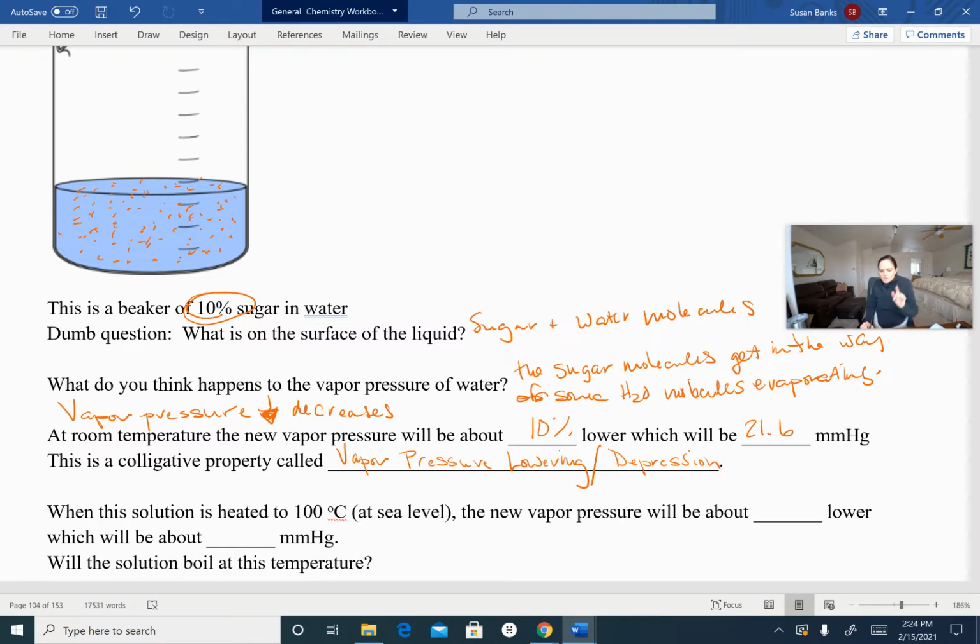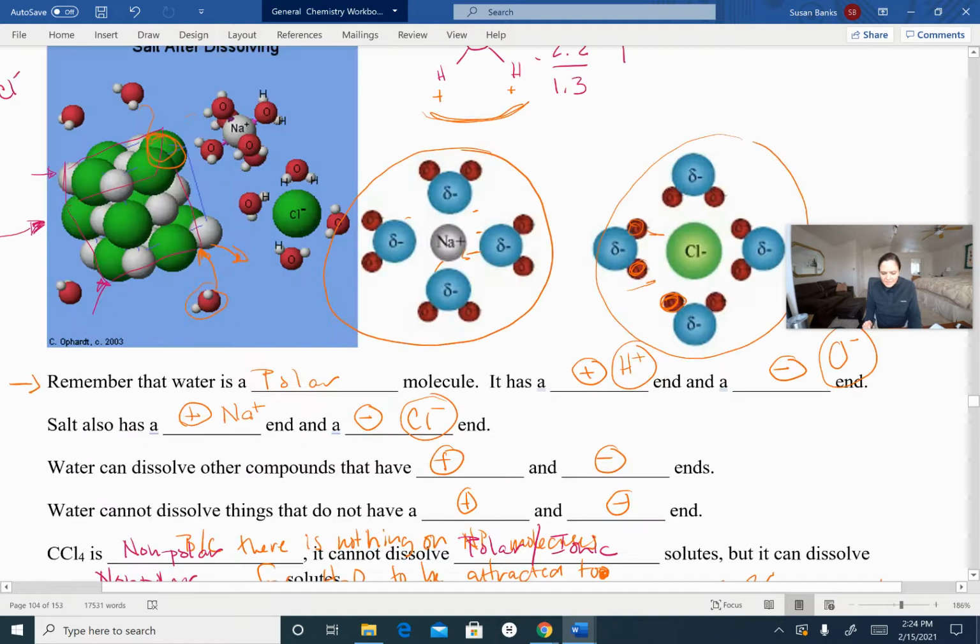Okay, so what do you think would happen if I took this same beaker that now has sugar in it and I heated it to 100 degrees?